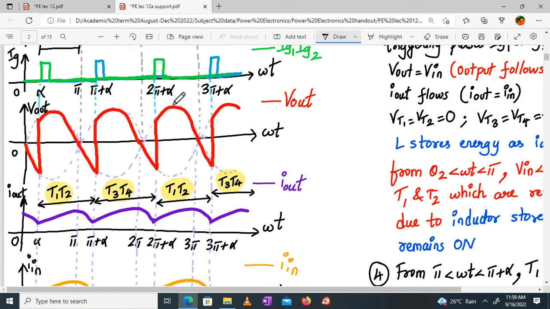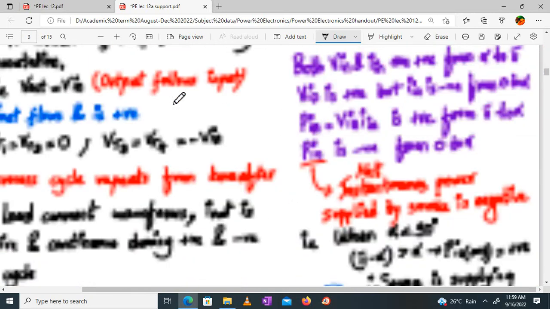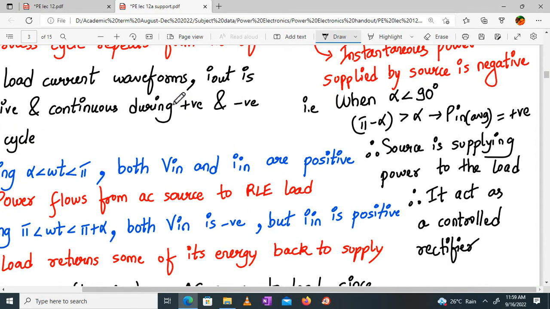That is coming because of discontinuous mode of current. हम लोगों ने discontinuous discuss किया था. Is it clear? So write this down. Next, we will draw the waveforms for alpha greater than 90 degree. That you have to draw on your books. Alpha less than 90 degree was similar to RL load wala, continuous mode. But for alpha greater than 90 degree you have to draw on your own.